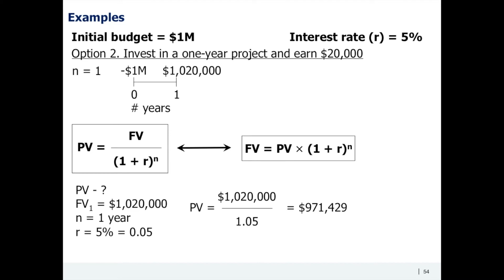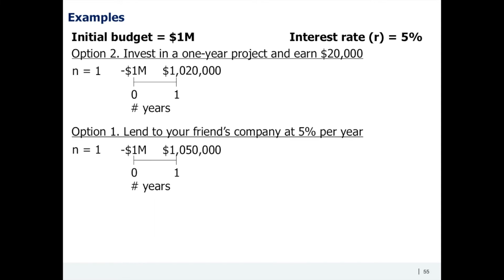$971,000. Given that, option 2 does not look appealing. It doesn't make sense to spend $1 million on it. This project is worth $971,000 only. It is too expensive. You can also compare it with option 1. You will earn $30,000 more in a year if you invest your $1 million in option 1.